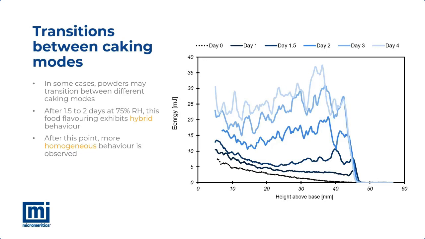There is still an increase in the lower level energy, but much less pronounced. It may be that the surface crust is limiting the amount of atmospheric gas and the moisture it holds which can penetrate into the bulk of the powder.